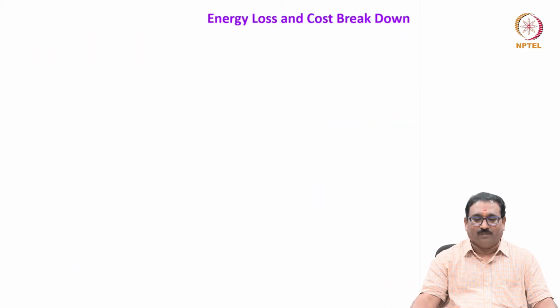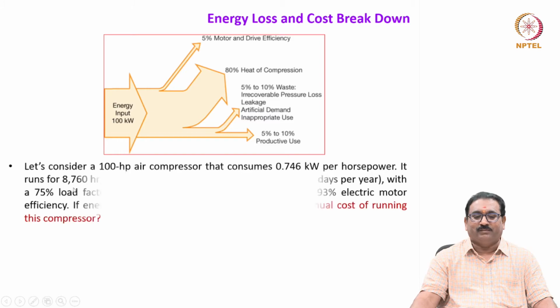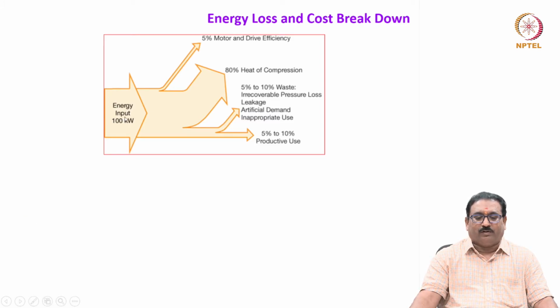Then the question arises, where are the losses incurred during the air preparation to the end use of this compressed air? Then you see here, friends, the energy input of 100 kilowatt is used, most of this energy is used to heat the air: 80% for heat of compression, 5% motor and drive inefficiencies, 5 to 10% waste, that is irrecoverable pressure loss, also leakage, artificial demand, inappropriate use, and only 5 to 10% is useful.